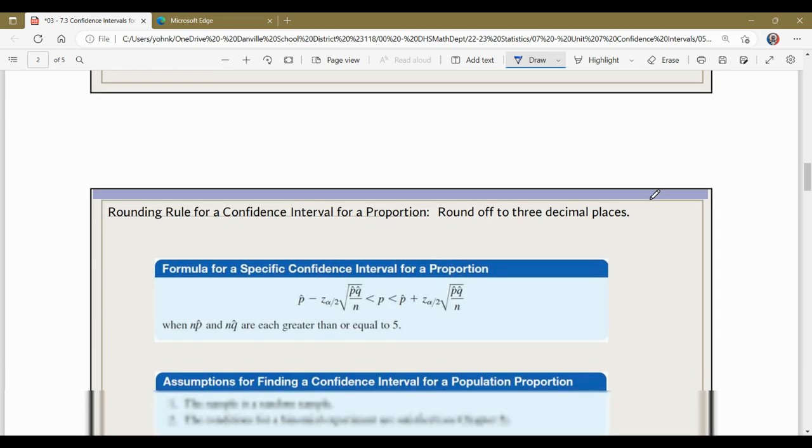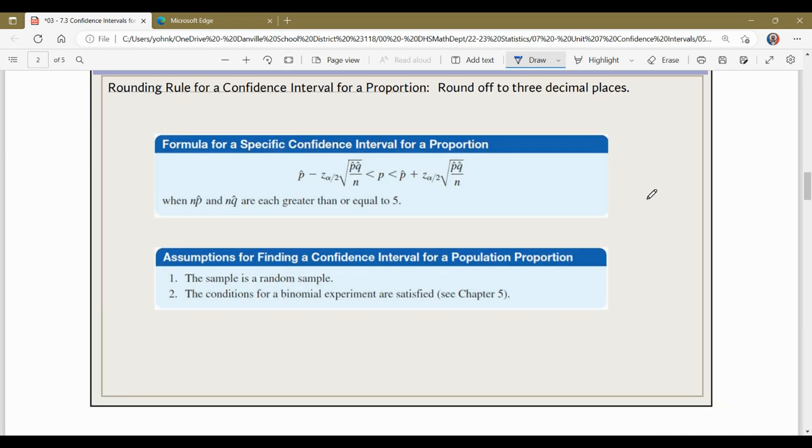All right, so we need this because we're going to start making confidence intervals for a proportion. The rounding rule for a confidence interval for a proportion is 3 decimal places. And here is the formula for that confidence interval. I'll just shorten it for you. P hat plus or minus Z alpha over 2 times the square root of P hat Q hat over N. So we are taking P hat, which is our point estimate, which is our sample proportion. We're plussing and minusing, or adding and subtracting, our critical value, Z alpha over 2.